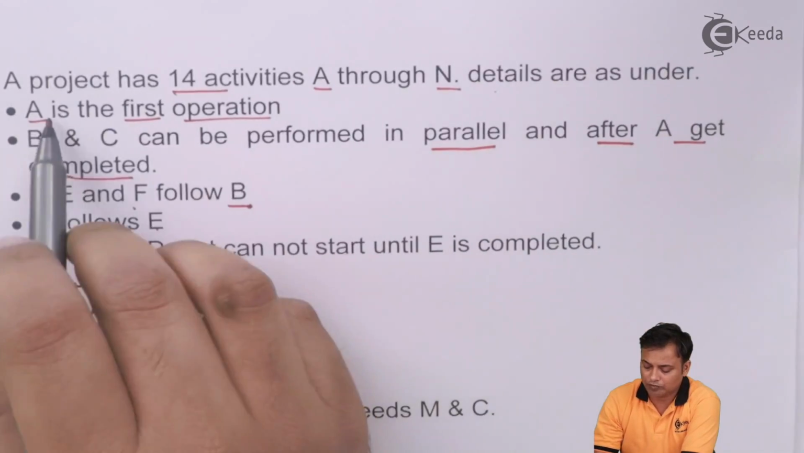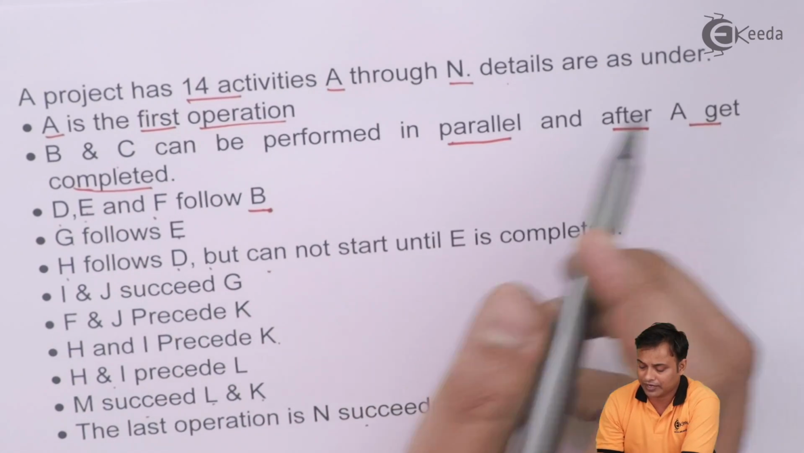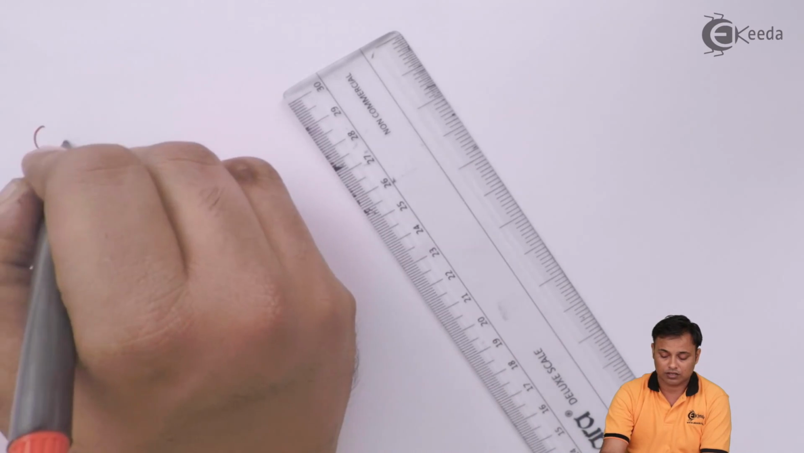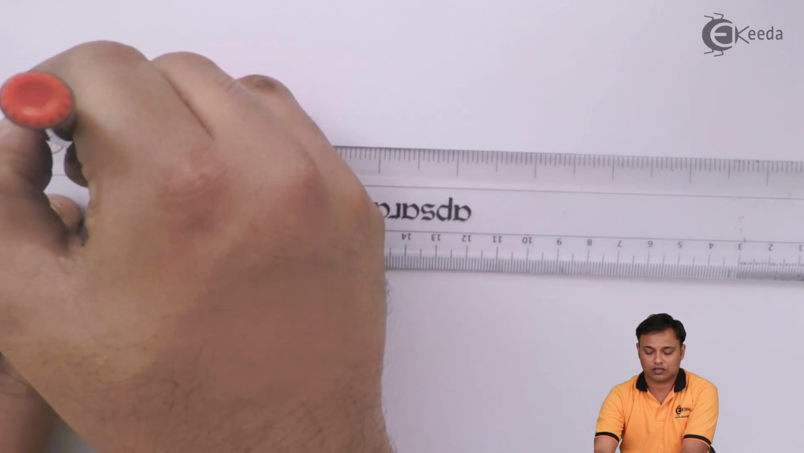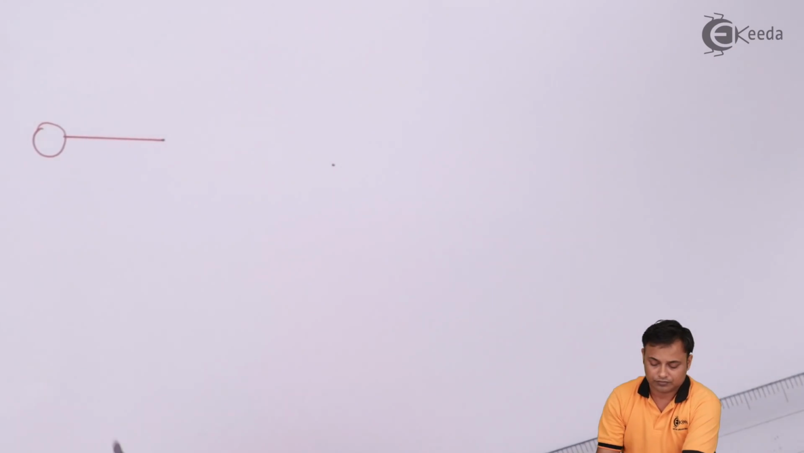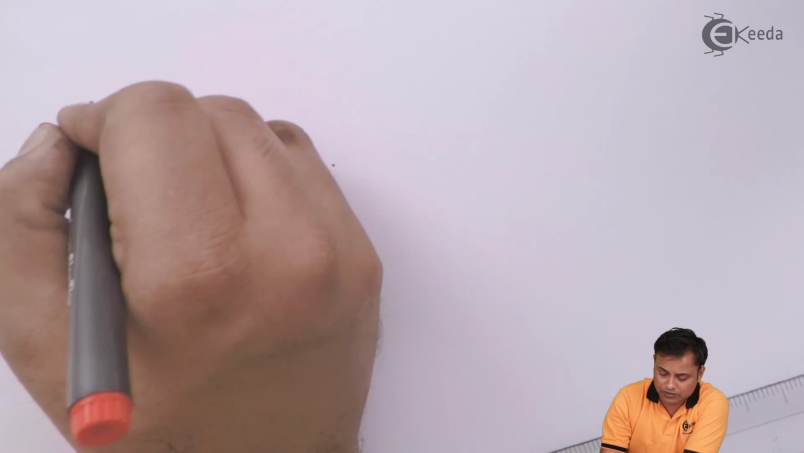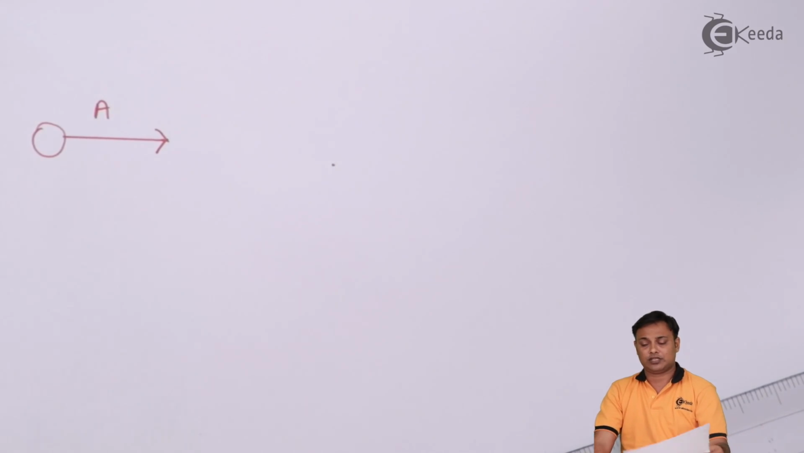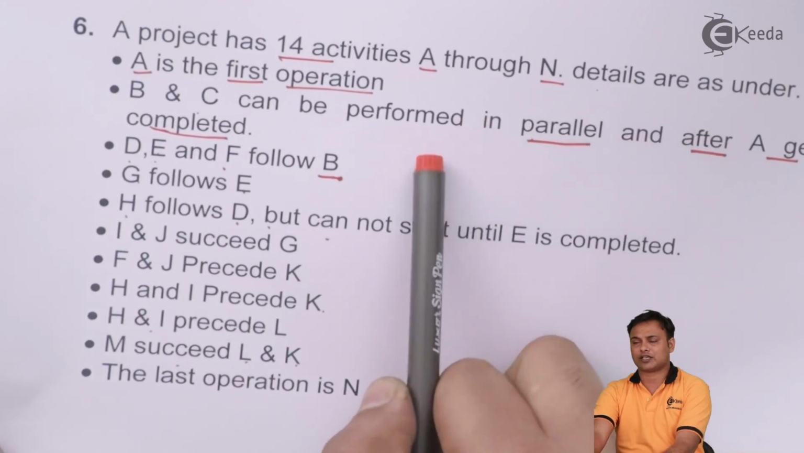A is my first operation and B and C can start in parallel after A gets completed. So I will first draw first of all A. The next thing is B and C can be performed in parallel after A gets completed.